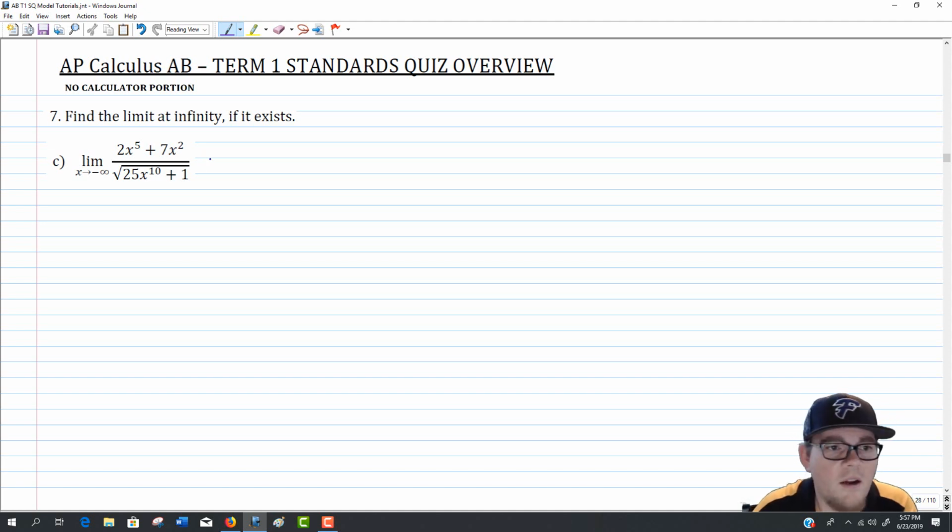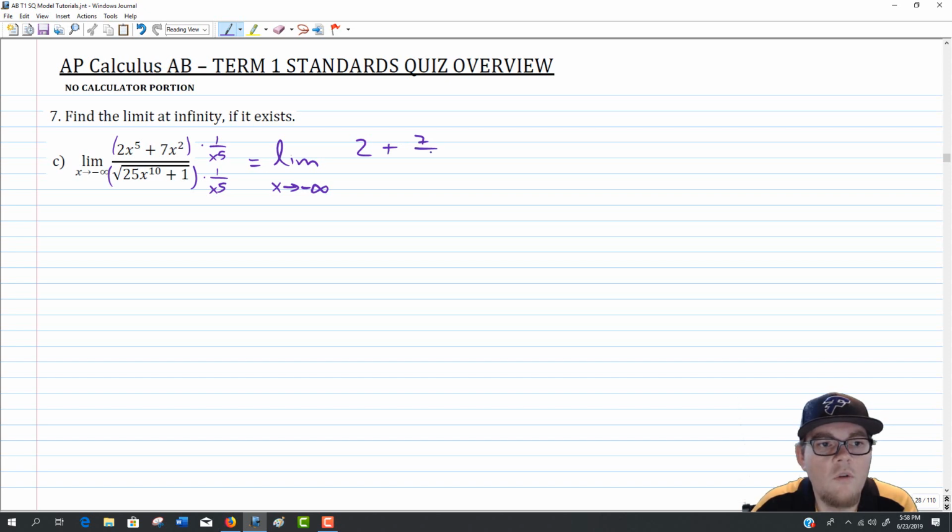And as a good starting spot here, I'm going to begin by doing exactly what we did on the previous one. I'm going to multiply up and down by 1 over x to the 5th. So just bear with me for the moment. When we do that, the numerator is a lot easier to fiddle with. That's going to leave us 2 plus 7 over x cubed. So once again, since we're going to infinity, you can kind of figure out exactly what's going on. This is going to go to 0. The numerator is going towards 2. That's helpful. In our denominator, though, keep in mind that if we're multiplying by 1 over x to the 5th, that's the same thing as multiplying by 1 over the square root of x to the 10th.